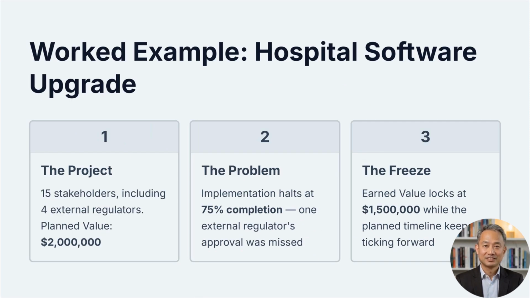Let's look at an exam-style scenario that mirrors what happens when this document is neglected. You are managing a massive hospital software upgrade with 15 stakeholders, which includes 4 external regulators. Your initial baseline is solid, with a planned value of $2 million for the entire deployment. However, the implementation suddenly halts at exactly 75% completion because the team missed getting an approval from one external regulator. This operational freeze locks your earned value at $1.5 million while your planned timeline keeps ticking forward.